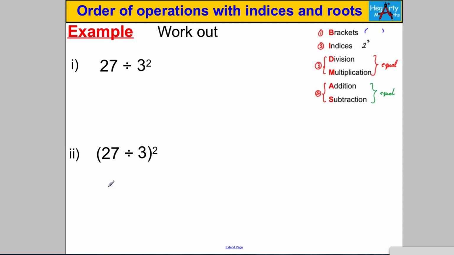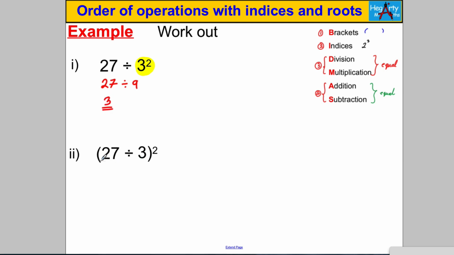Pause the video and have a go. Here we've got a division and an indice, or a power. We should do that first. So let's do the 3 squared first. 27 divided by 3 squared, which is 9. And 27 divided by 9 is 3.